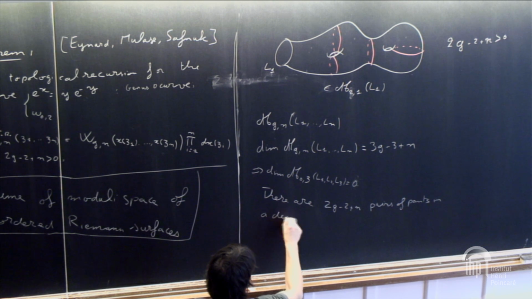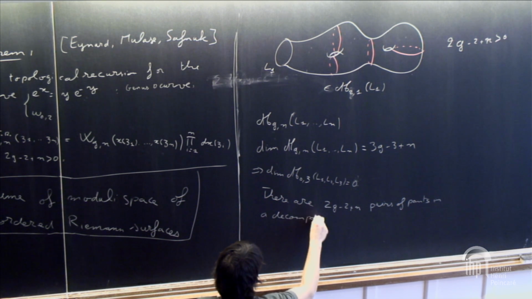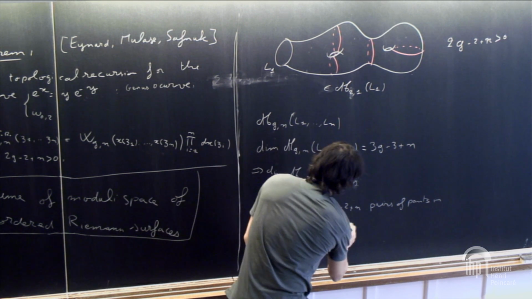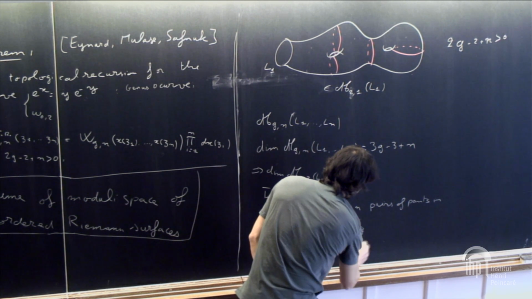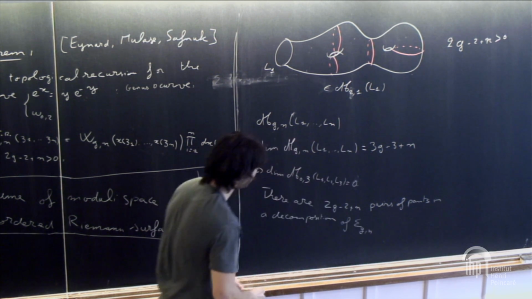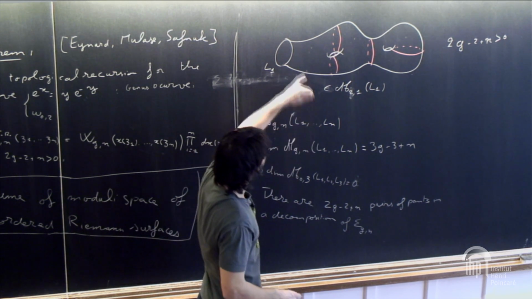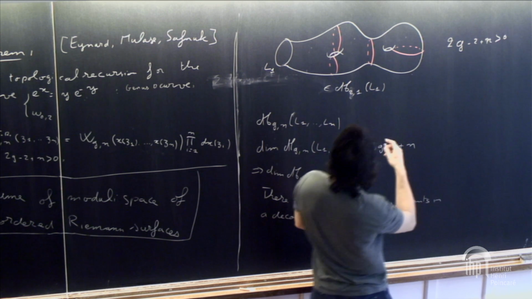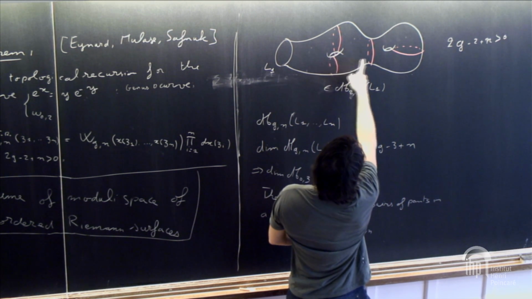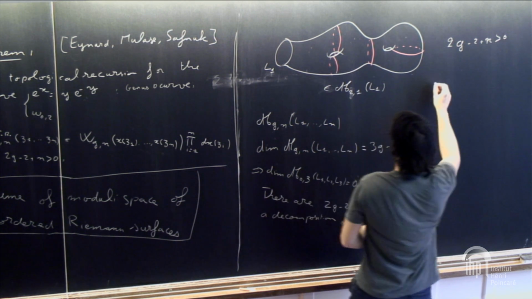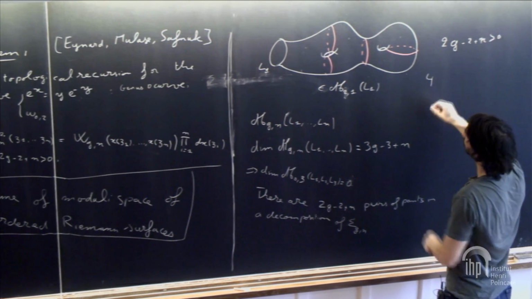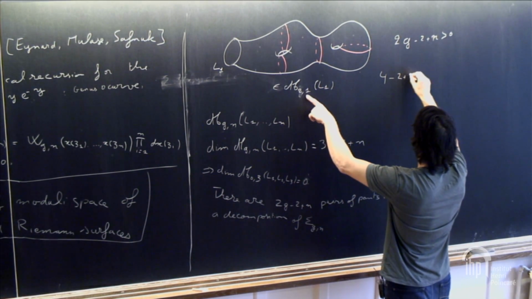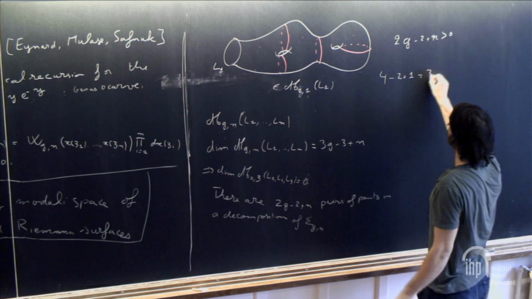In a decomposition of some surface of genus G with n boundaries. So let's look at this example. We've got 1, 2, 3 pairs of bands, and let's compute it. So we've got 4 minus 2 plus 1, which is equal to 3.